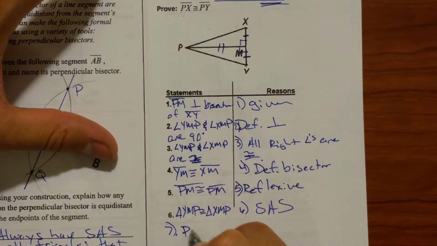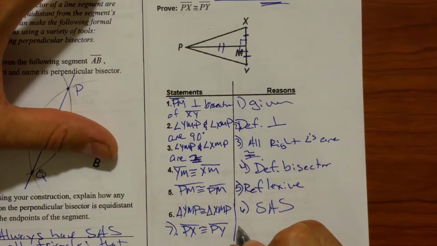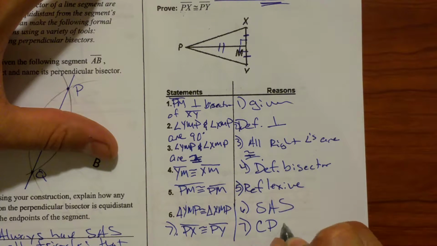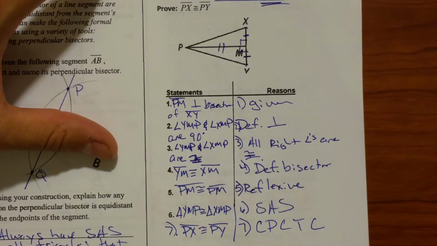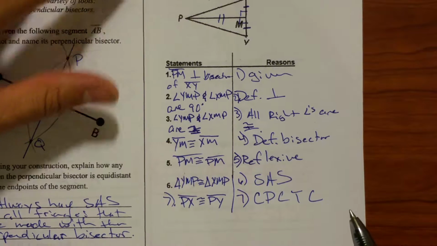So PX is congruent to PY, and my reason for that one is corresponding parts of congruent triangles are congruent. As soon as I'm able to say that the triangles are congruent to each other, I can go through and say all the corresponding pieces are congruent to each other.